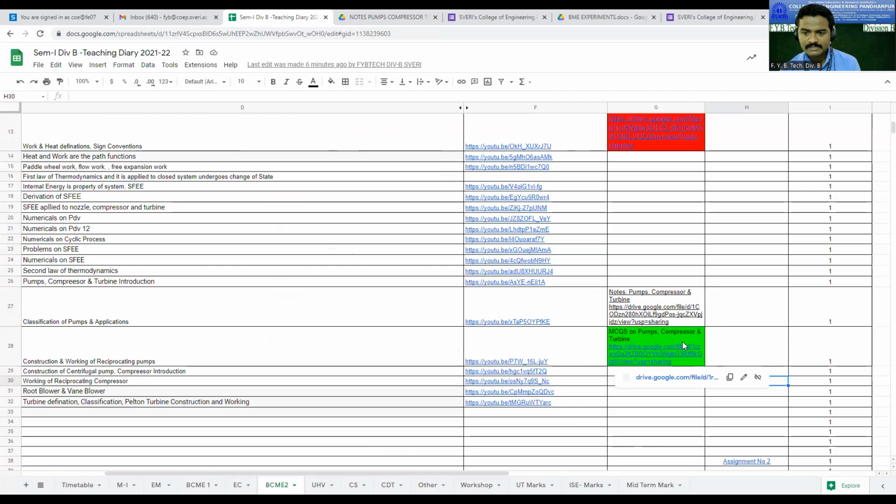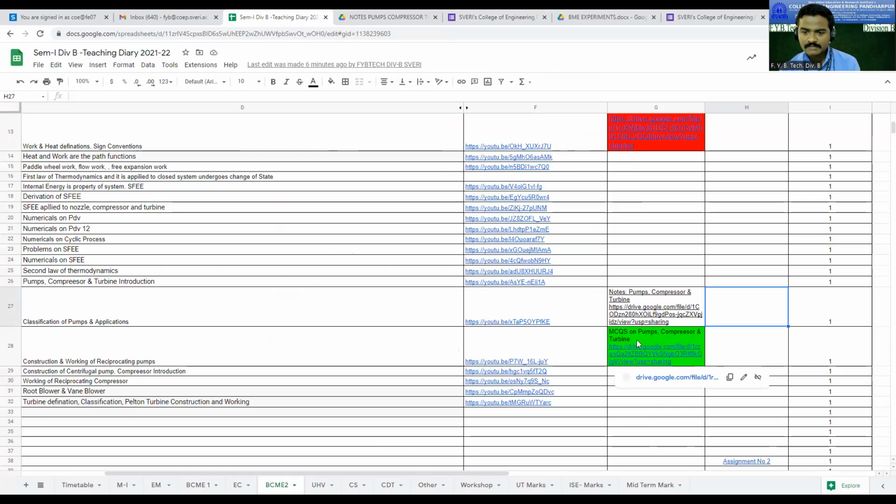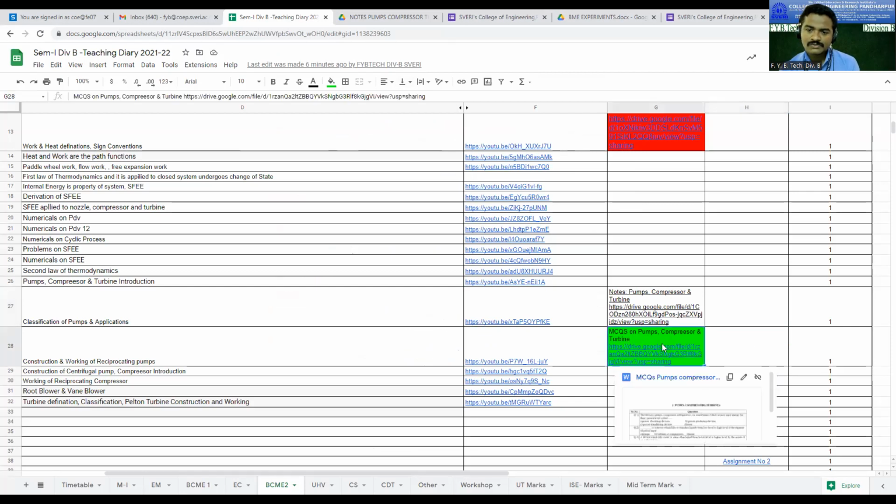MCQs on pumps, compressor and turbines. Can you see it? Here, MCQs highlighted with green color. MCQs on pumps, compressor and turbine. Just click on this. You will get all the questions.